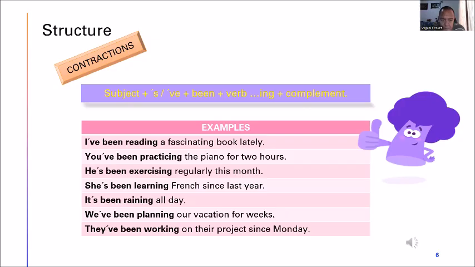You've been practicing the piano for 2 hours. He's been exercising regularly this month. She's been learning French since last year. It's been raining all day. We've been planning our vacation for weeks. They've been working on their project since Monday.